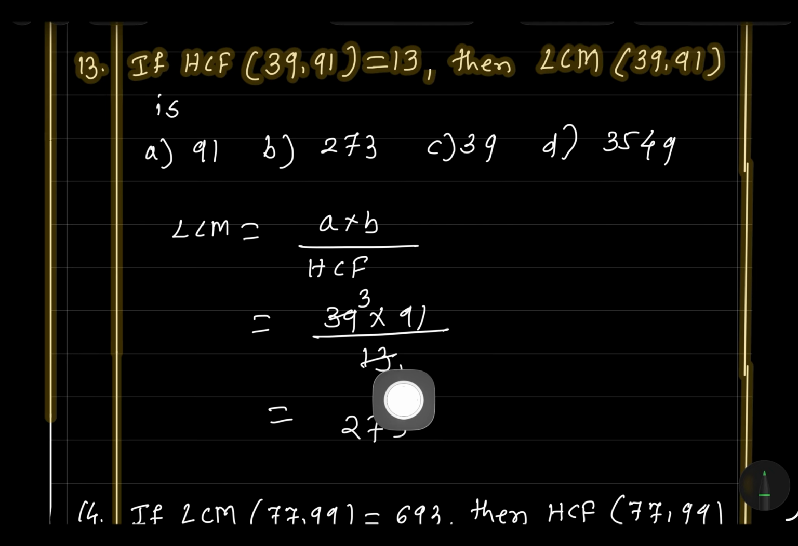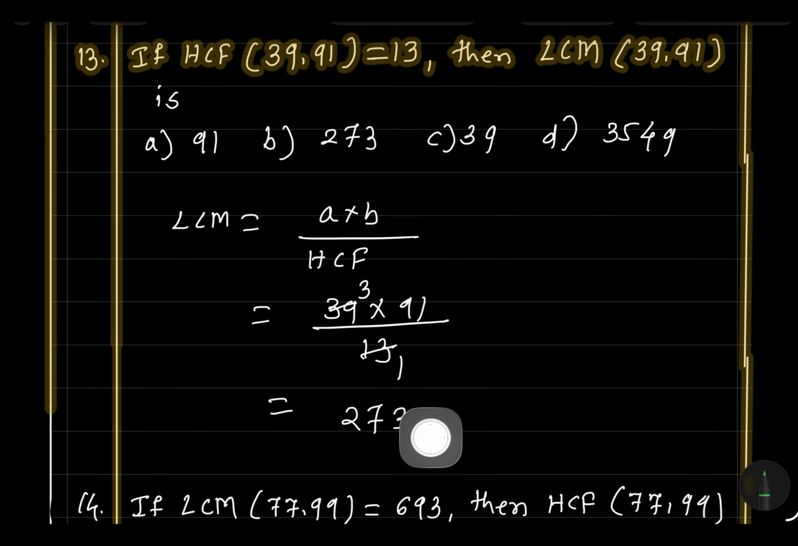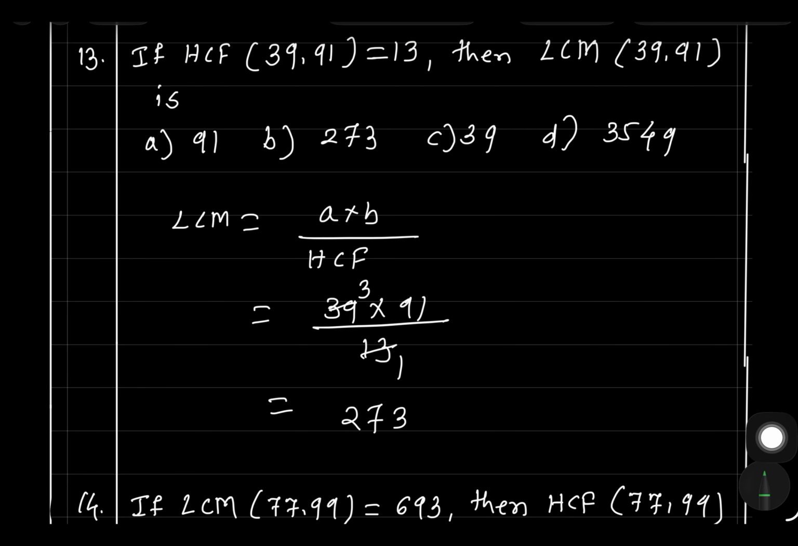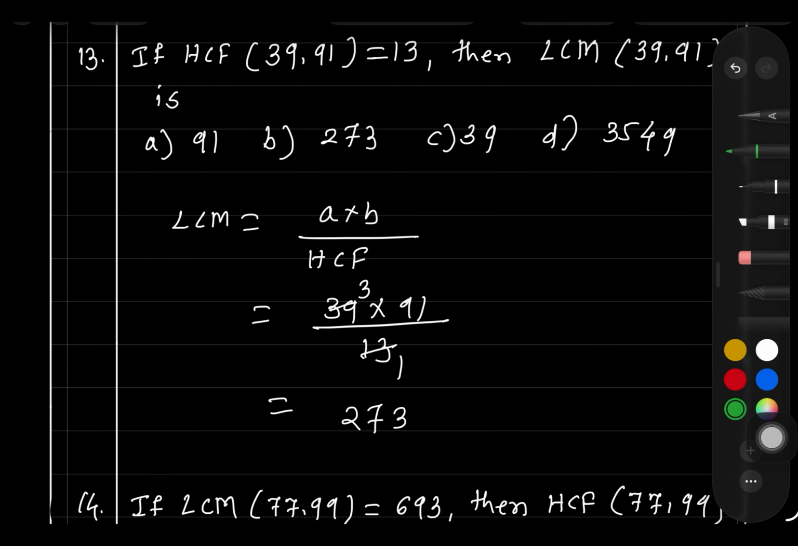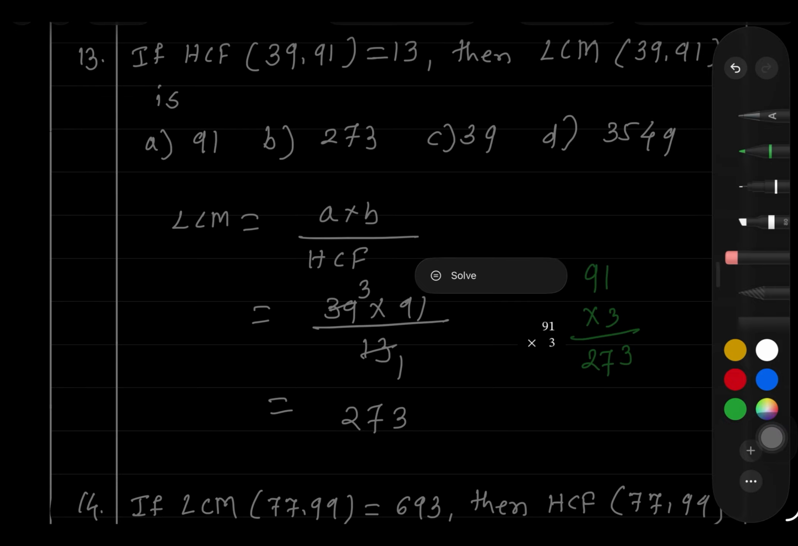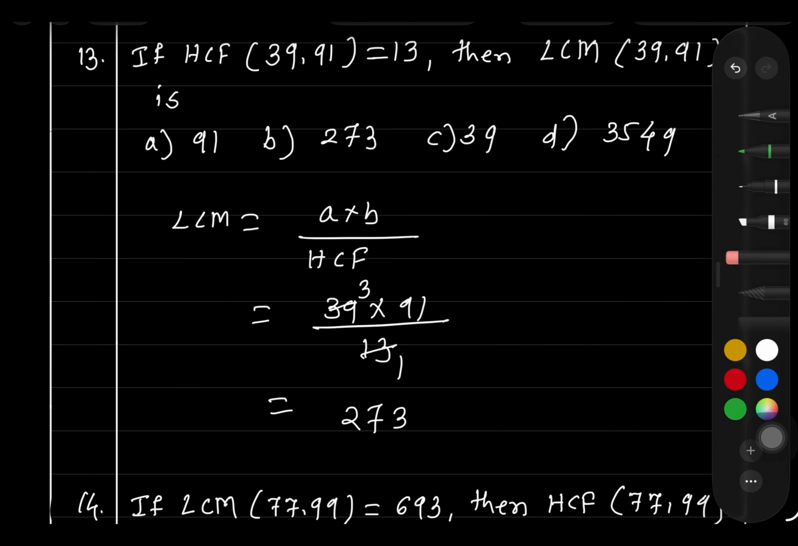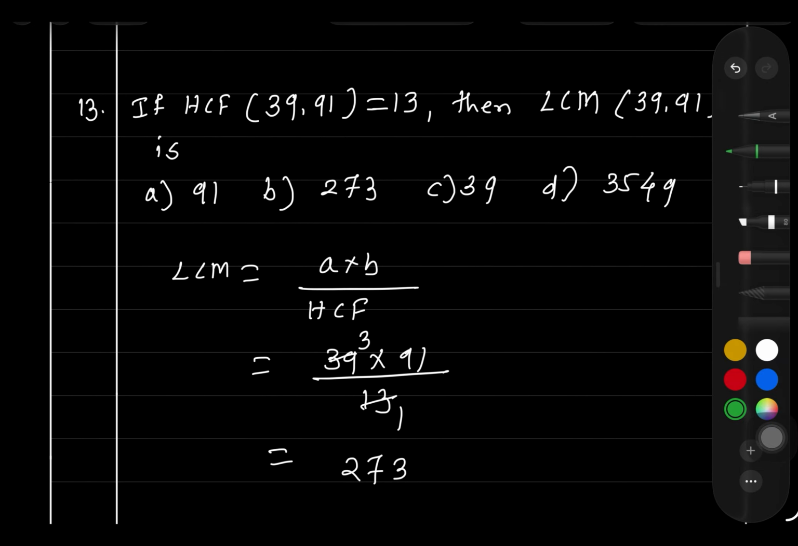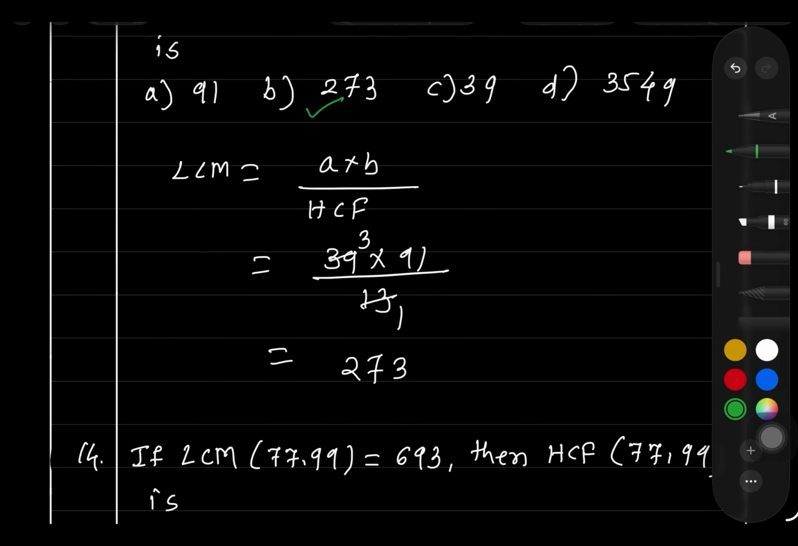So 13 stays, 39 is there. If you divide 39 by 13 you will get 3 as the answer. So 3 into 91, you can do the rough calculation also. See 91 into 3, 3 ones are 3, 3 nines are 27. So very simple. So you will get the answer here, 273. So B is the option.